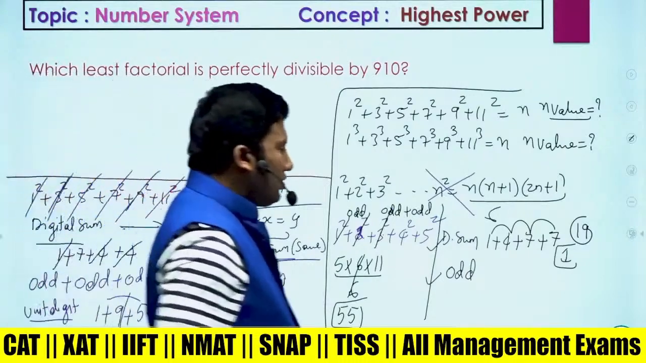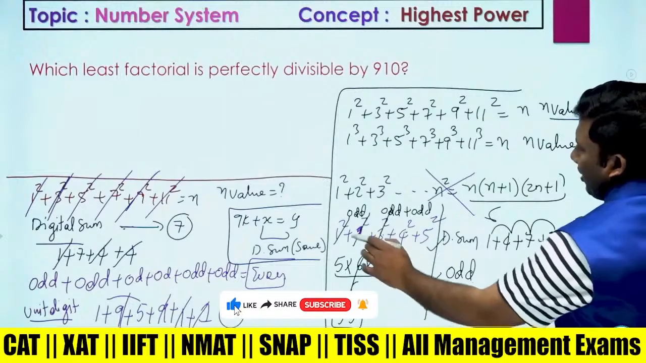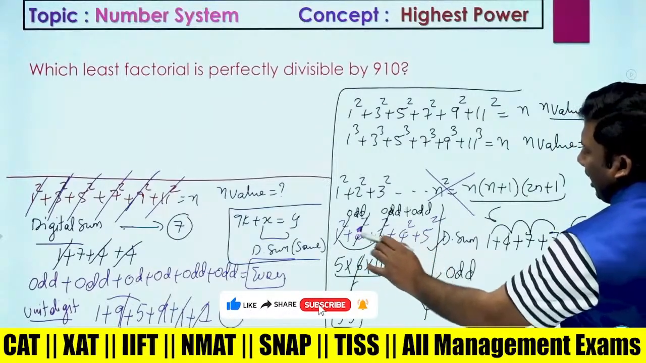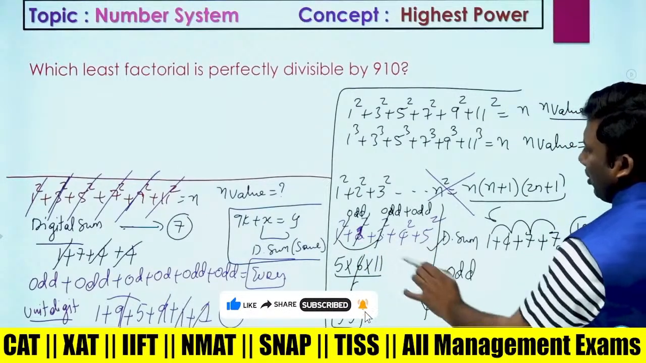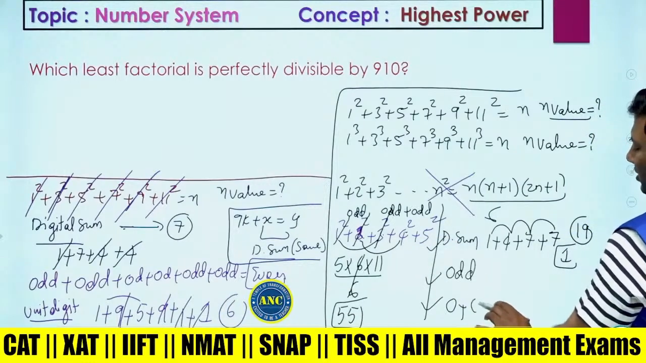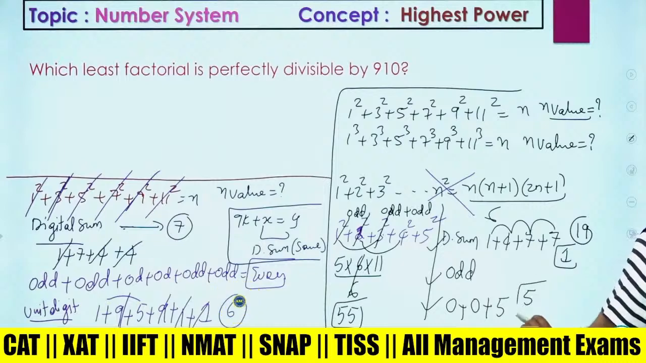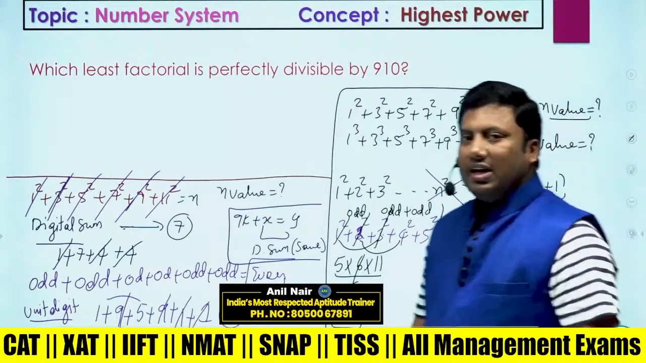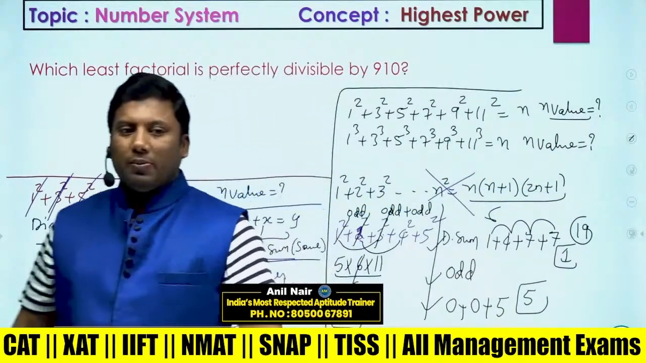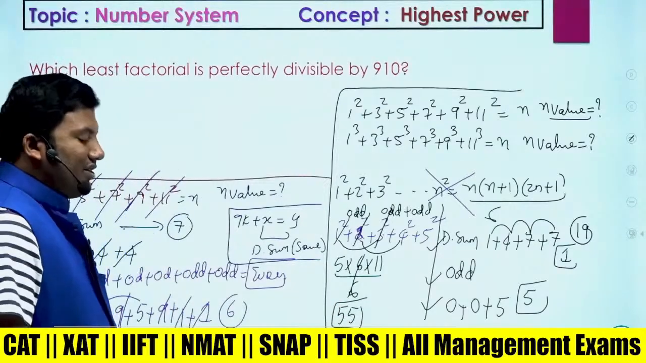Second one, also, in case you want the unit digit: 1 square plus 3 square, 9 plus 1, 10, 0. 2 square 4, 4 square 16, 4 plus 6, 10, 0. 5 square, 25, 0 plus 5. It is 5. Unit digit has to be 5. 55 unit digit, it is 5.